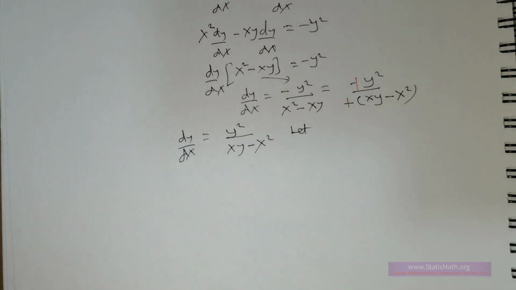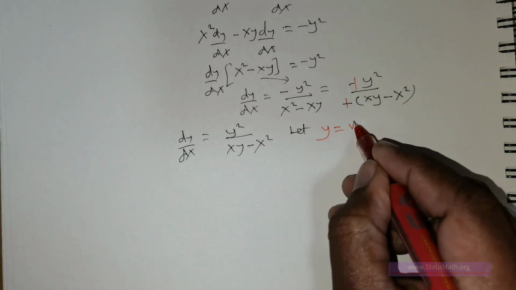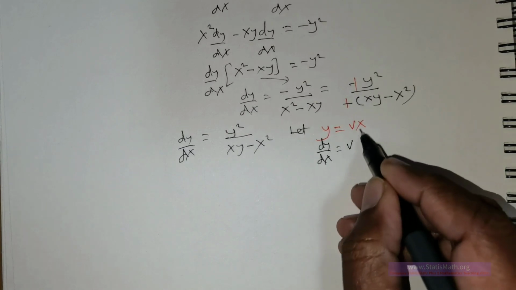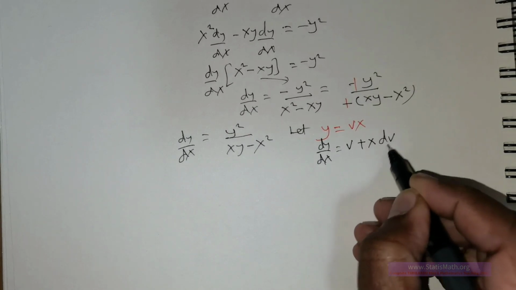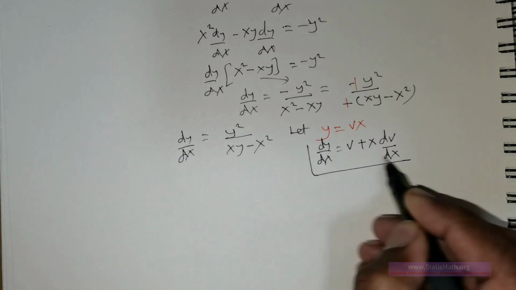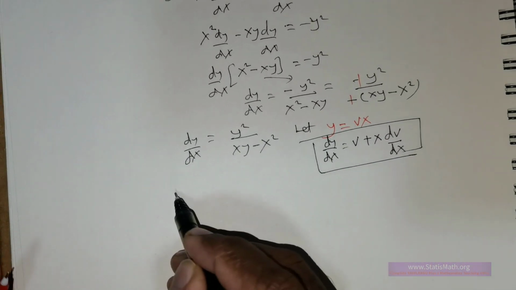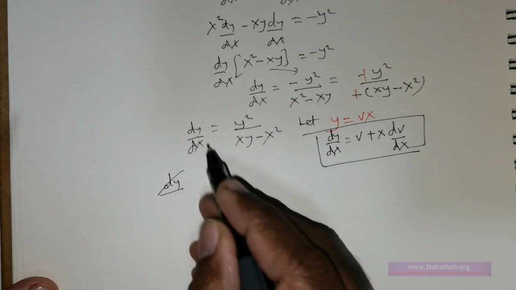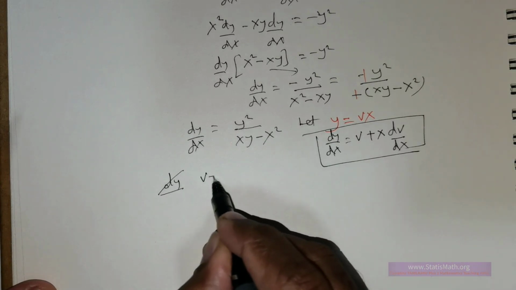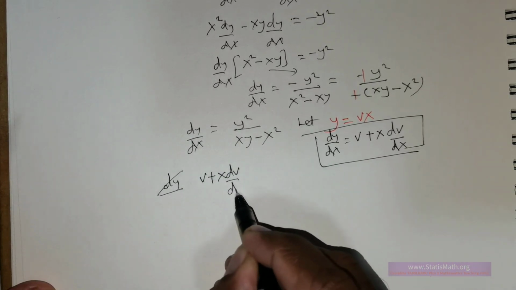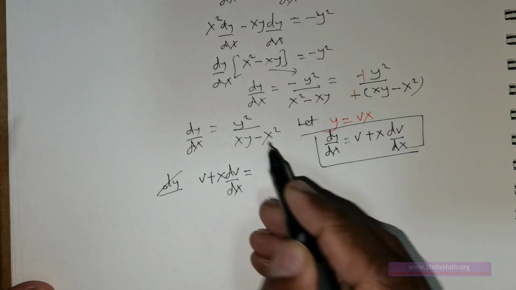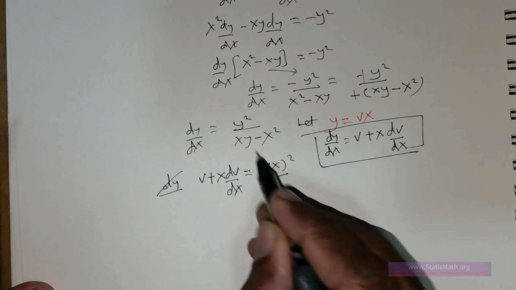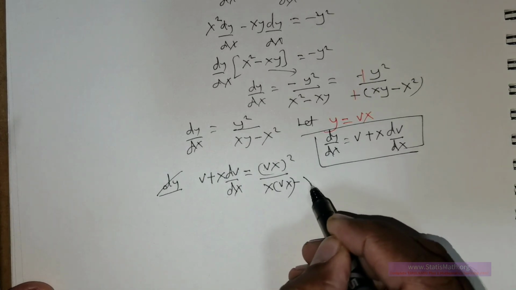So let us make this substitution: y equal to vx, and we differentiate this. We get dy/dx equal to v times the differential of x, which is 1, plus x times the differential of v, which is dv/dx. I would use this into this system. In place of dy/dx, I'm going to substitute v plus x times dv/dx, equal to, in place of y, (vx) raised to the power 2 divided by x times vx minus x squared.